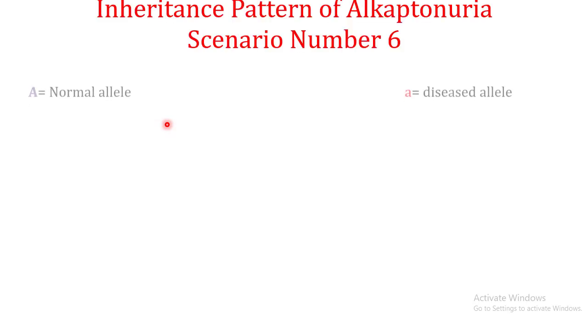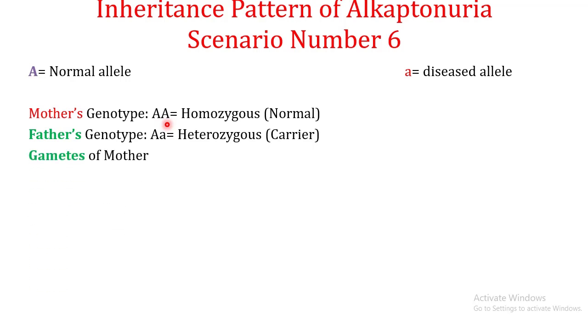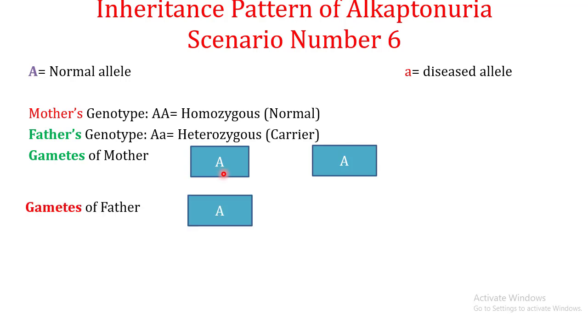If you talk about the sixth scenario, for example, the mother, again, she is homozygous normal. Now the father is heterozygous, he is not affected, he is a carrier. So if you talk about the gametes of the mother, just like the previous one, all of the gametes are going to carry the normal capital A allele. If you talk about the father, 50% of the gametes are going to carry the capital A, normal allele, and 50% of the gametes are going to carry the diseased allele.